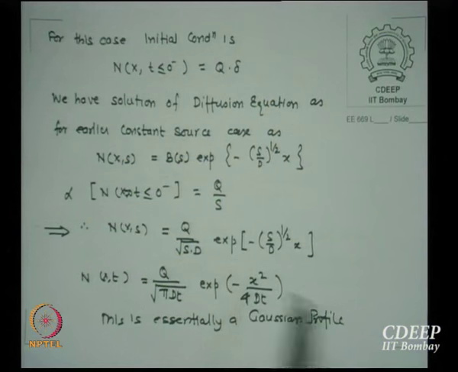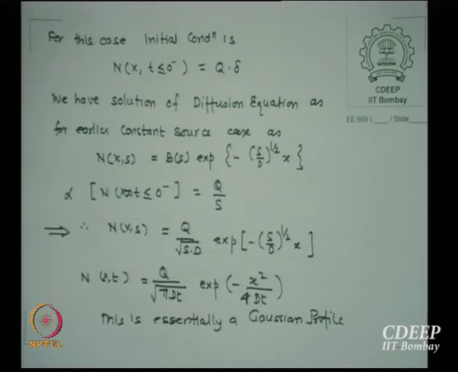So this is constant. One can also see quickly from there, if I make x equal to 0, what is the quantity remaining? Q upon root pi Dt. If x is 0, only the pre-exponent remains, which means at x equal to 0, what concentration do we define? The surface concentration at the wafer after diffusion has been performed is only Q upon root pi Dt, and that is called the surface concentration in a Gaussian profile.